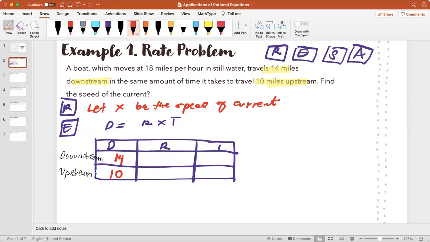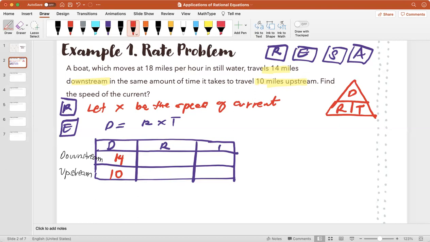So what's the rate? The rate downstream and the rate upstream. Remember from our formula, distance equals rate times time. Okay, this is a formula triangle. I hope you know how to use the formula triangle. When you are looking for distance, that would be rate times time. When you're looking for time, this would be distance over rate. When you're looking for rate, it would be distance over time.